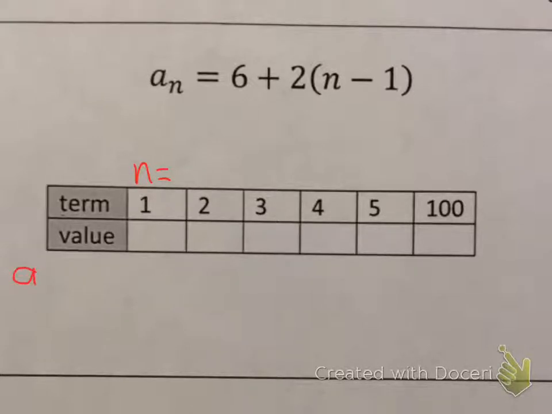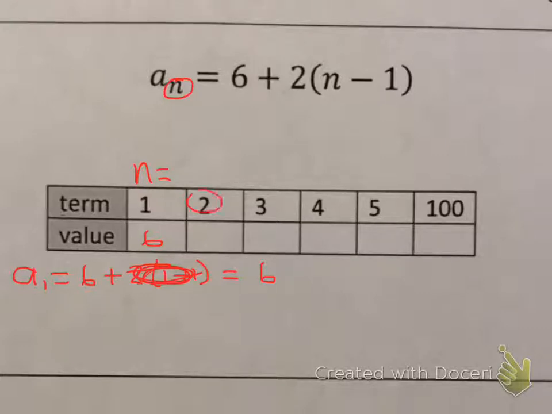If I'm looking for the first term, see how I substituted that 1 in place of n? I would do 6 plus 2 times 1 minus 1. And I would just plug that in my calculator, so it will do it right for me. But 1 minus 1 is 0. 0 times 2 is 0. So all of that is 0. So my answer is just going to be 6. So the first term is 6, the value of the first term.